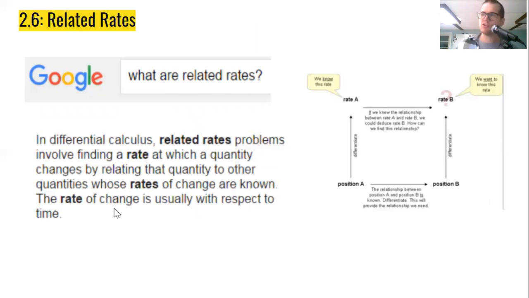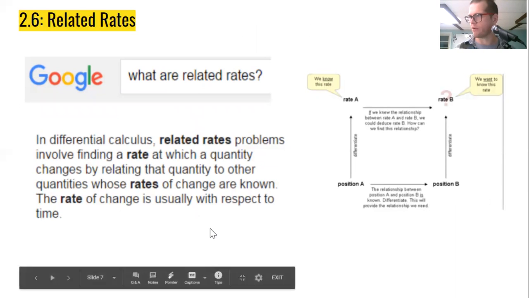Related rates. Here's our Google definition. And honestly, it's a pretty decent definition, which is why I keep coming back to it. In differential calculus, taking derivatives, related rate problems involve finding a rate at which a quantity changes by relating that quantity to other quantities whose rates are known. The rate of change is usually with respect to time.